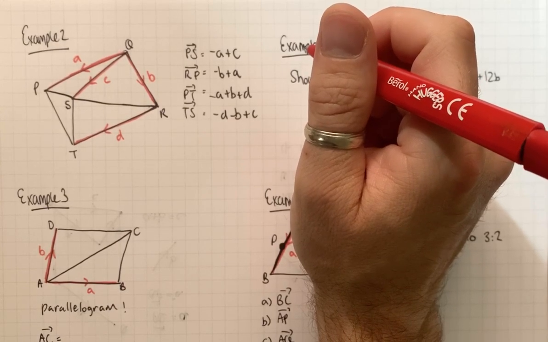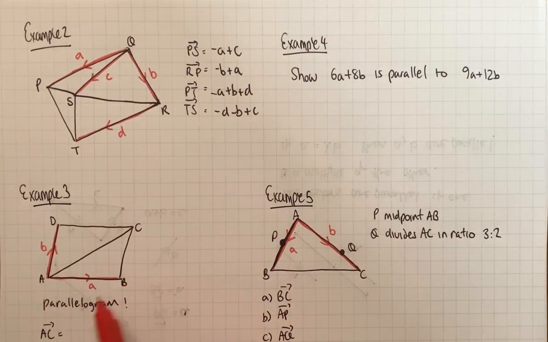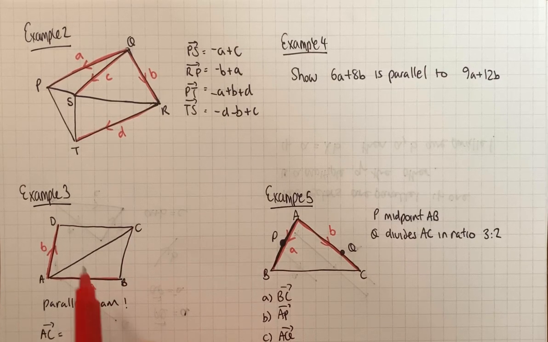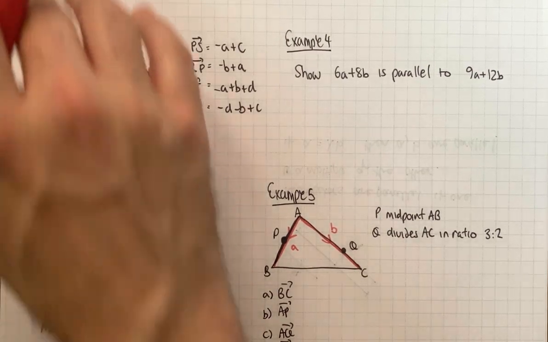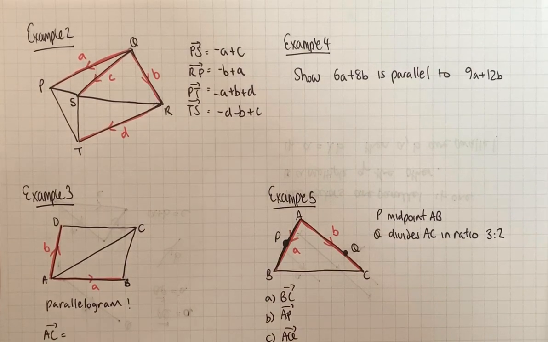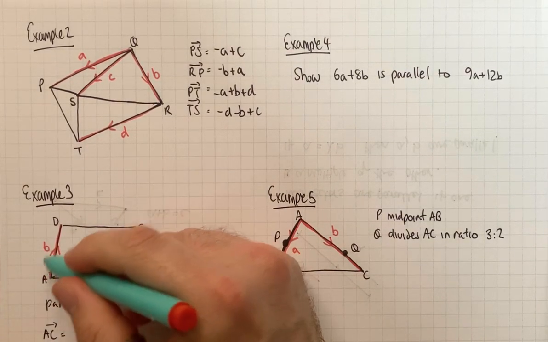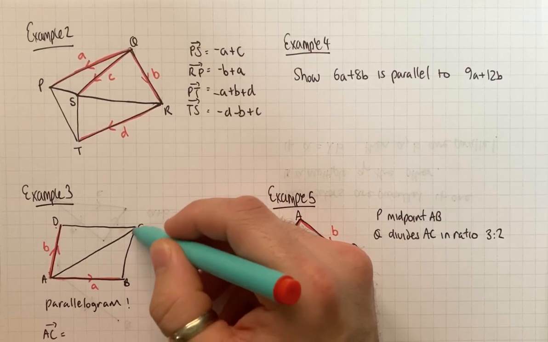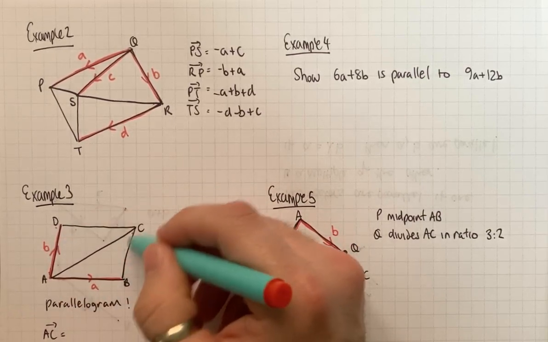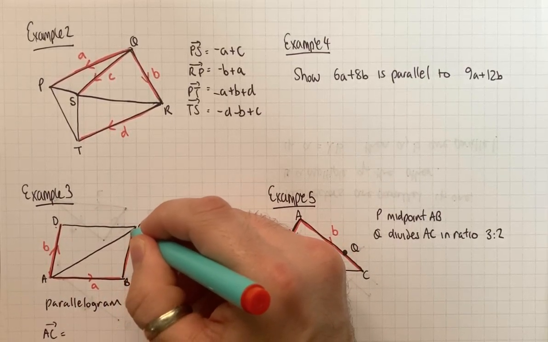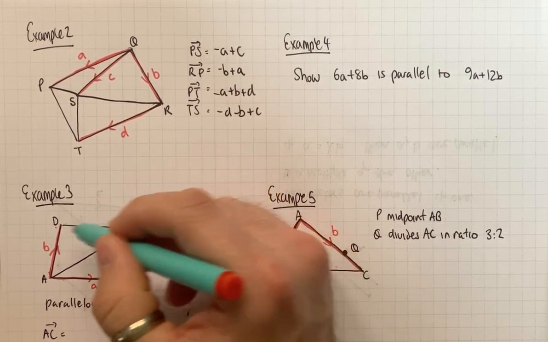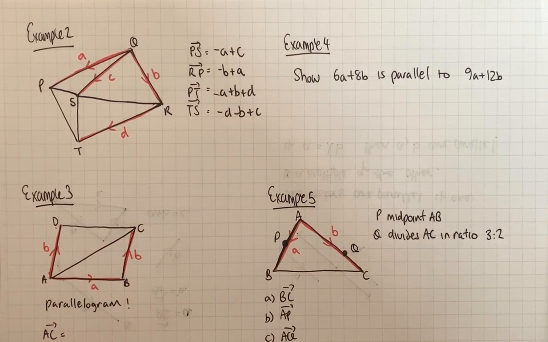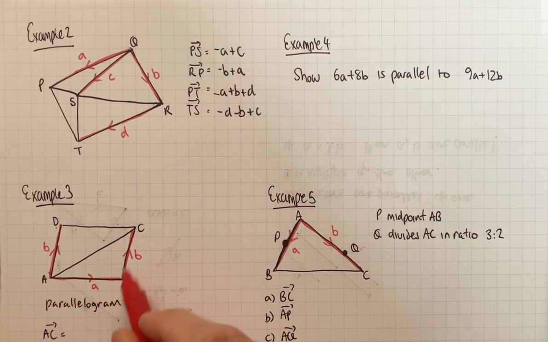Example 3, we've got ABCD, where ABCD is a parallelogram, and here we need to go from A to C. This is a problem because we've got no vector here. So it looks as though we can't get there, but because it's a parallelogram, we know A to D is going to be the same length and same direction as B to C. So this line here is also vector b, and this line here is also vector a. So this is now very straightforward. So A to C is simply a plus b.